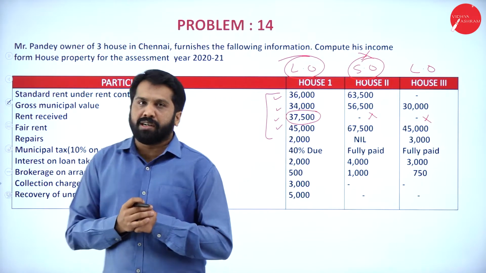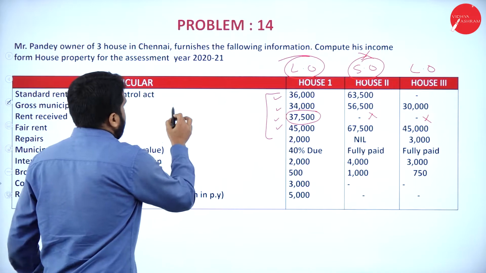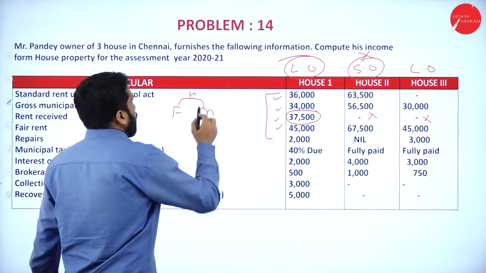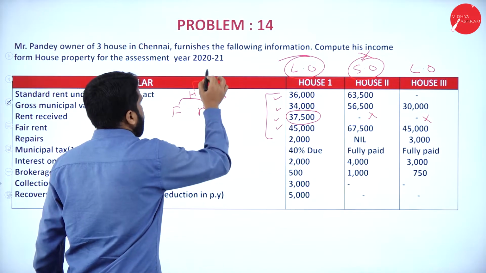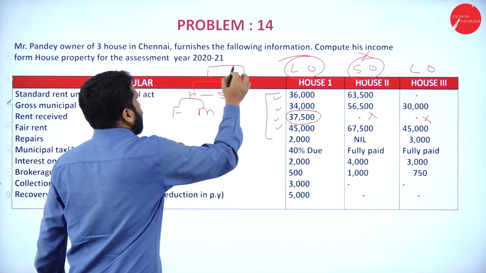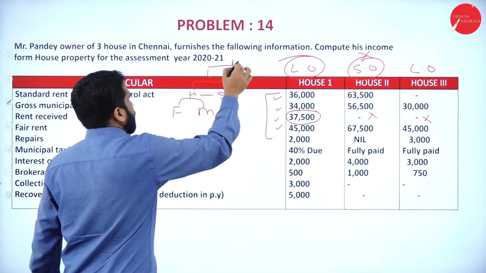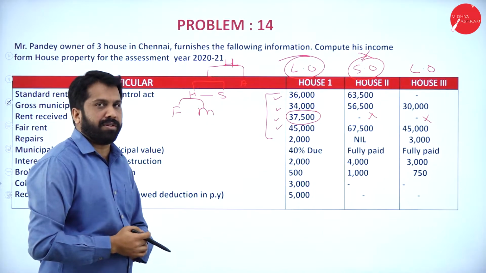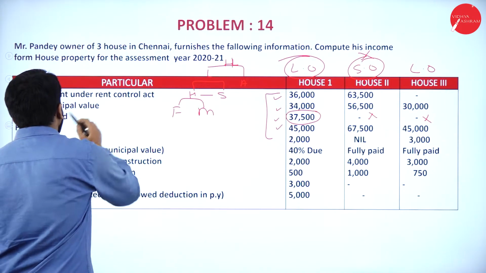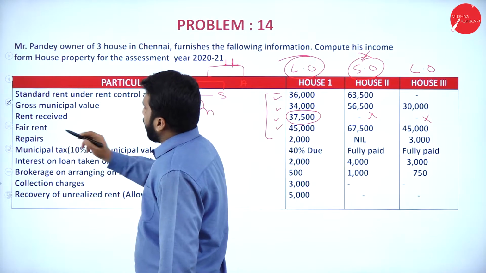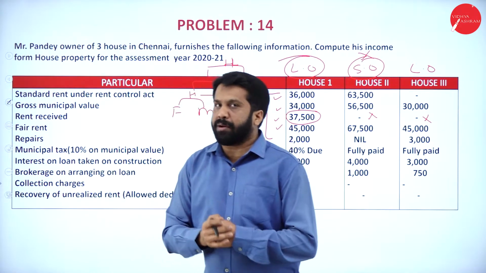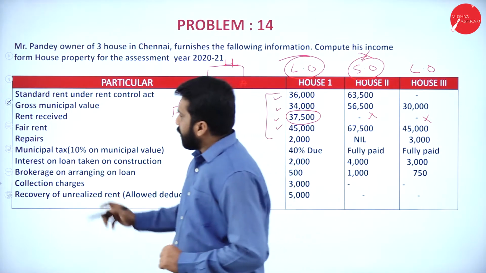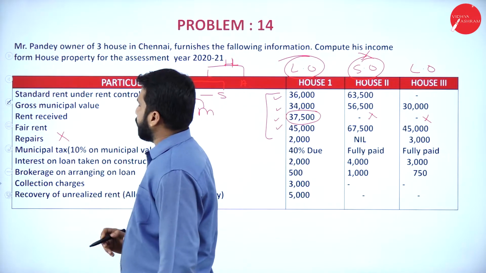What is the procedure? The procedure is fair rent or municipal value, whichever is higher. Compare with standard rent, whichever is low. Compare with actual rent, whichever is higher. So this is the procedure you are supposed to follow. Now, all the informations we have next. Repairs, should we take or not? Remember, we are not supposed to take any charges, any repairs. So repairs we will not consider.